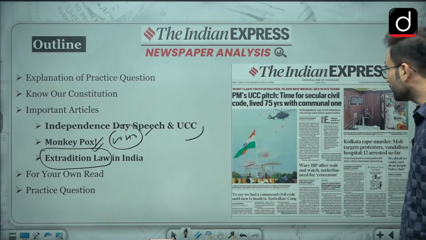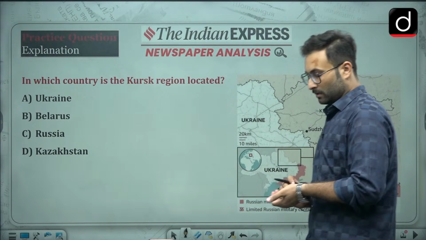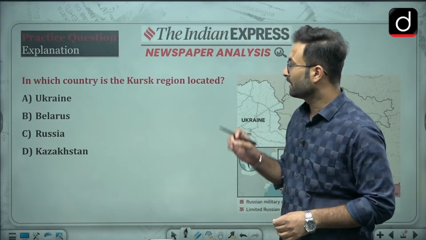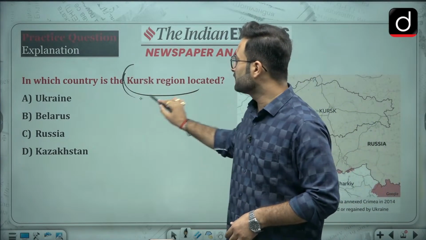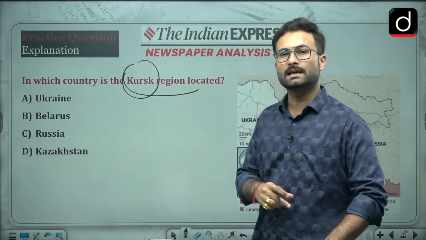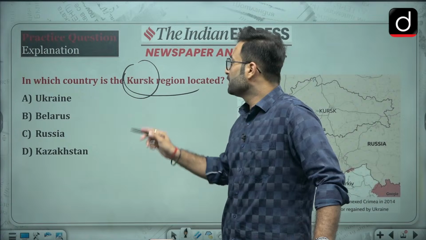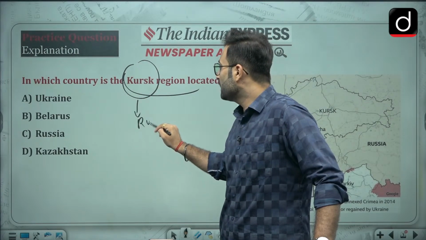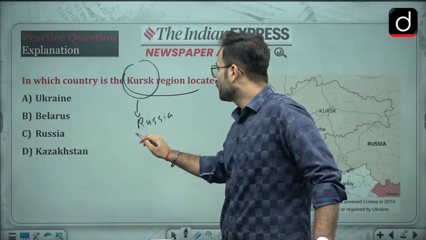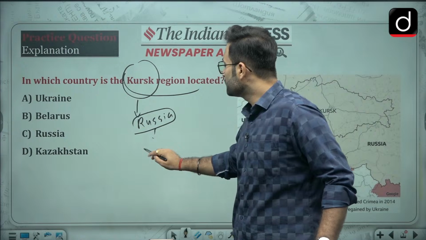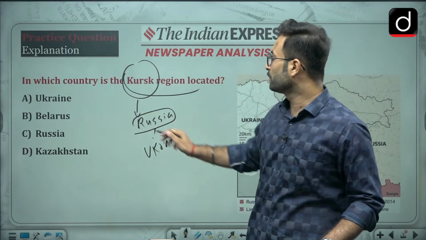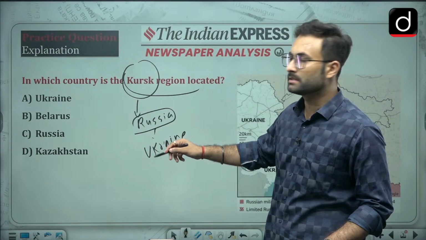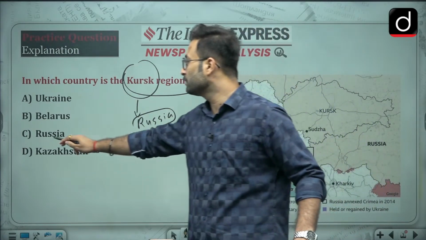Now moving further, there was this question which was given to you in the previous lecture: in which country is the Kursk region located. This is the region wherein Ukrainian forces have actually invaded. So basically this region is located in Russia, on the Russia-Ukraine border. Recently Ukraine has invaded into this region, and that is why it was in the news. So option C would be the right answer.